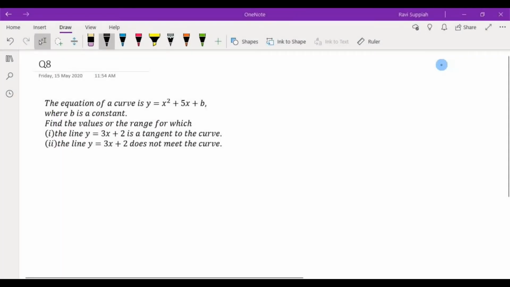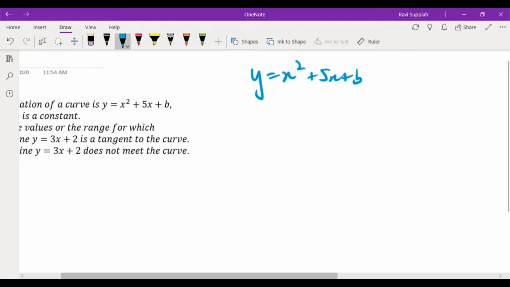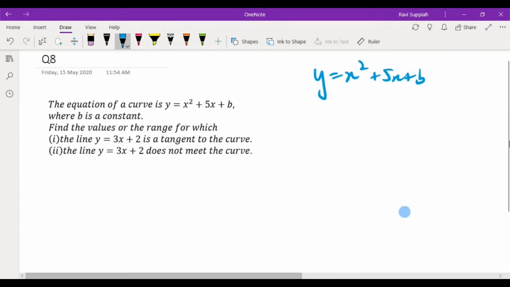In this question, we are given that the equation of a curve is y equals x squared plus 5x plus b. Now what we want is to find the values or the range for which the line y equals 3x plus 2 is a tangent to this curve.